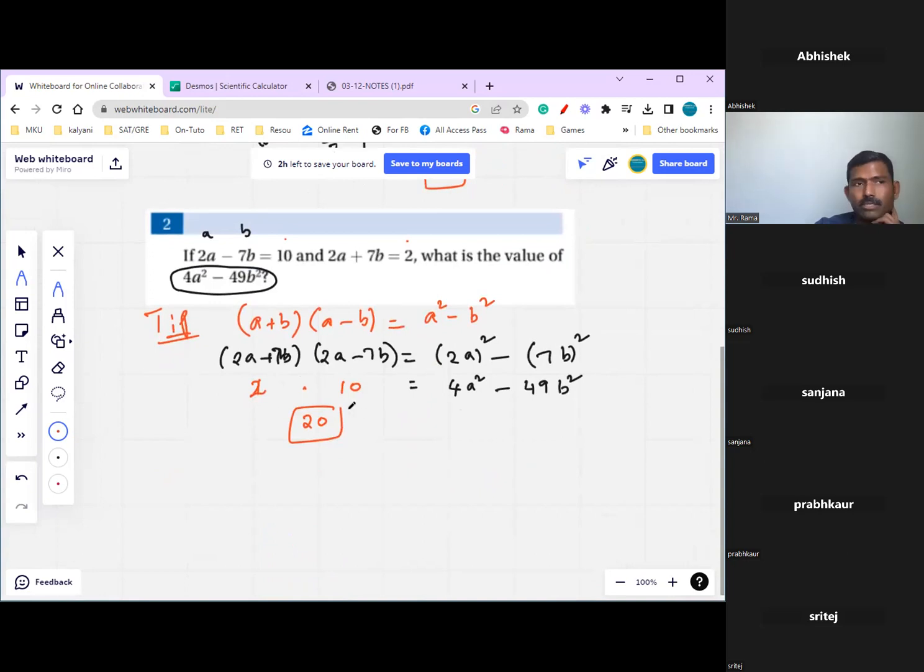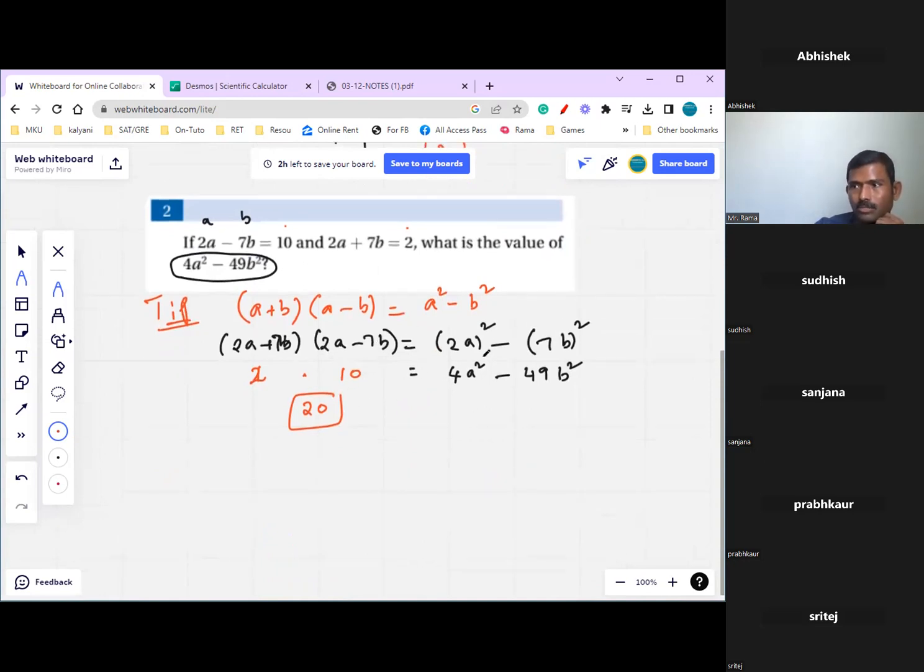I wrote steps to explain, but you don't need that time to do this. So you just look at the question, 10 times 2 is 20, done. Move on to the next one. Good. So remember these techniques. Those are really important to save some time on your test.